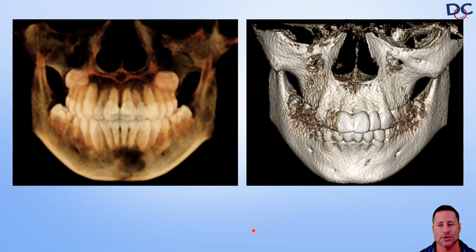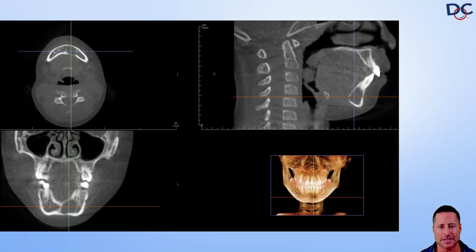Last patient I'll show you, we saw it in 3D, that she had a lesion here. She had a lucency in the anterior mandible. It was just starting to perforate the cortical plate. If we look at our slices, you can see in the sagittal the expansion that we had there, as well as in both the axial and the coronal. You could see the expansion that was occurring and the thinning of the cortical plate.